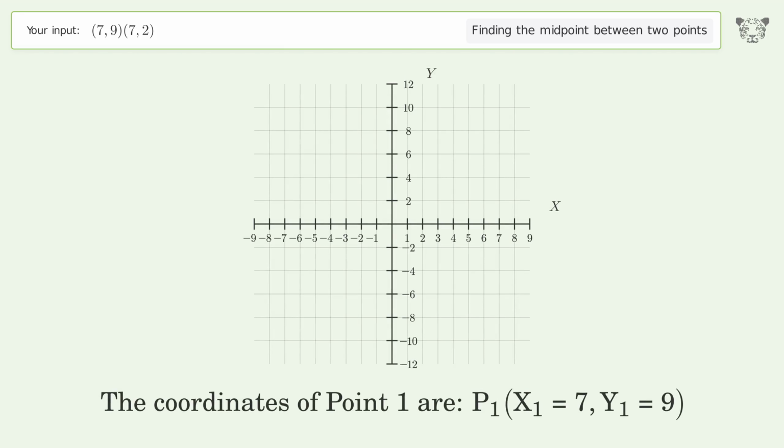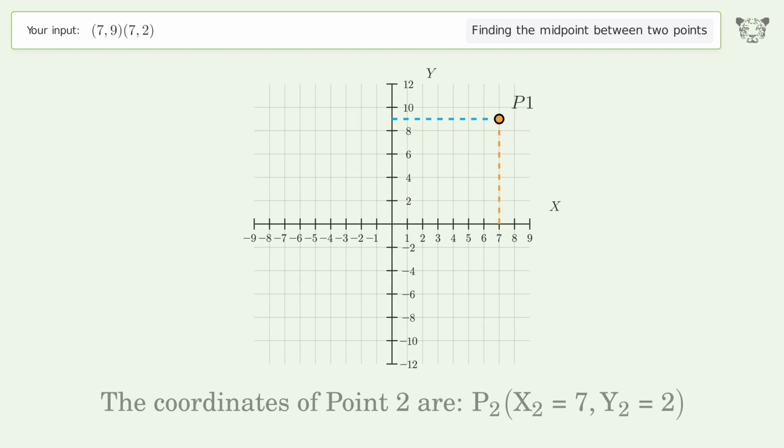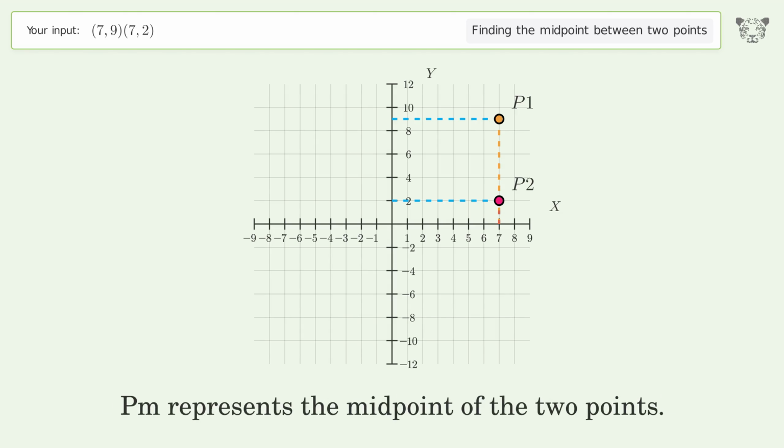The coordinates of point 1 are x1 equals 7, y1 equals 9. The coordinates of point 2 are x2 equals 7, y2 equals 2. PM represents the midpoint of the 2 points.